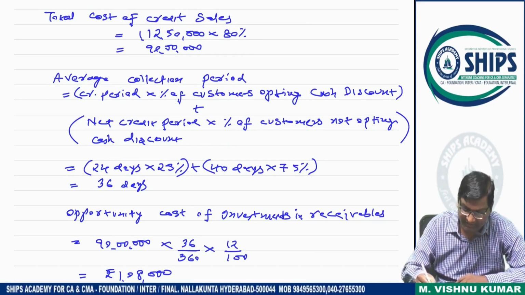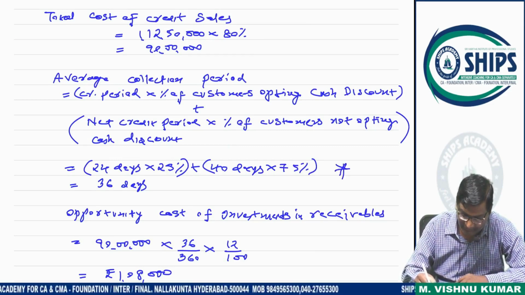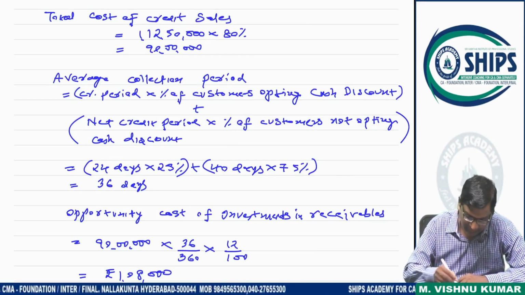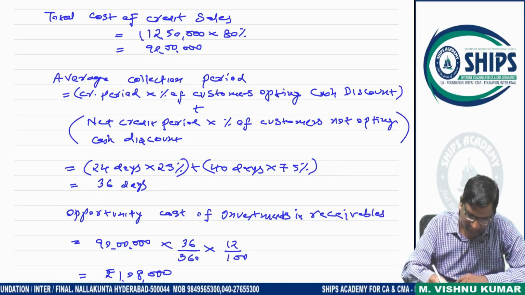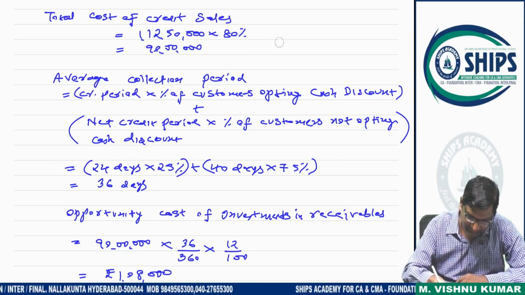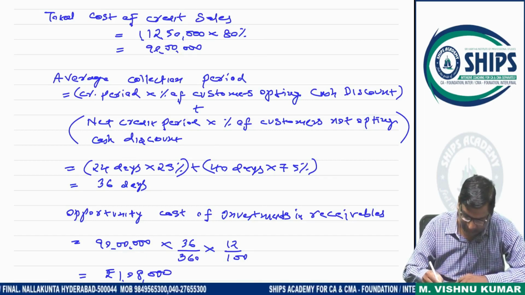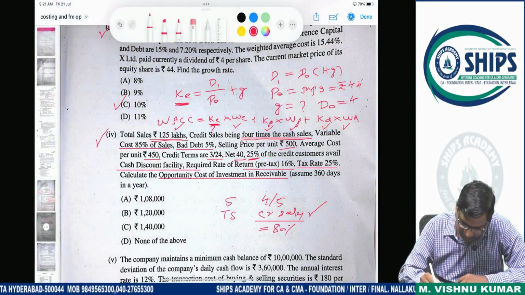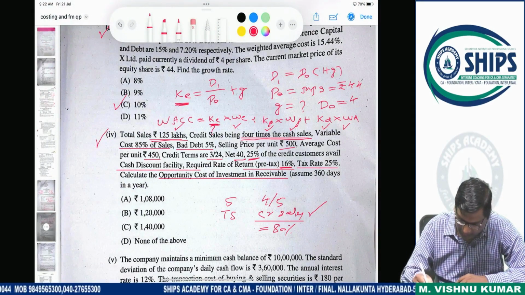Yes, sir, this is the speed breaker in this question. Here if you make a mistake, the answer is wrong. So 36 days is coming, that's it. Now 90 lakhs into 36 by 360 into your required rate of return, which is 16%. So this is pre-tax, so we have to calculate post-tax.